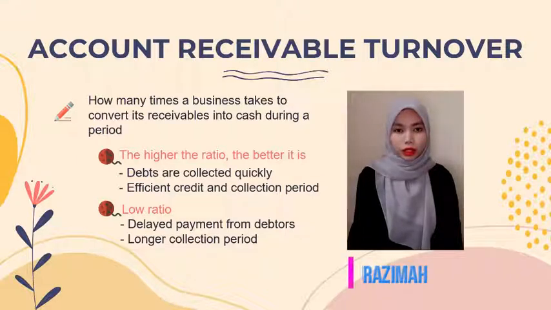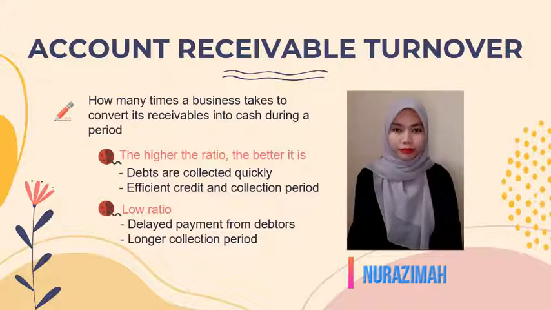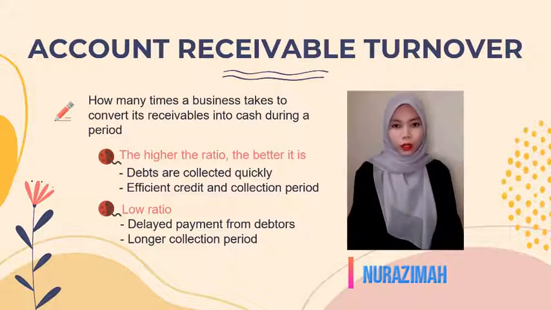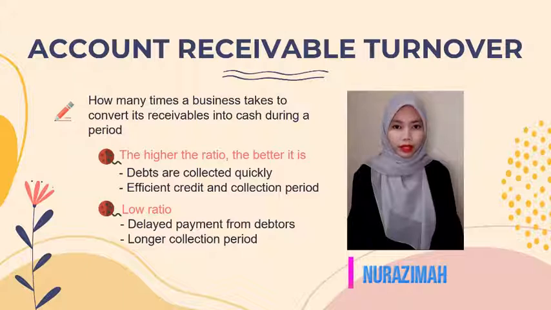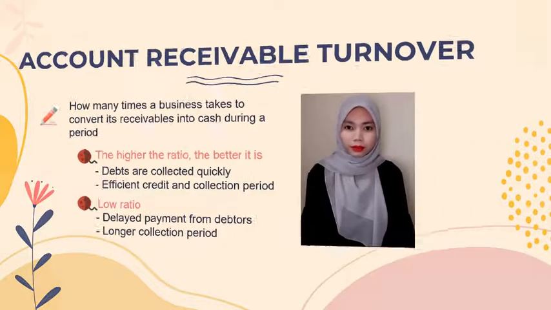The account receivable turnover is used to compute how many times a business converts its receivable into cash during a period. The higher the ratio, the better it is, because it indicates the debts are being collected quickly and implies an efficient credit and collection period. On the other hand, a low ratio indicates a longer collection period, which implies delayed payment from debtors.